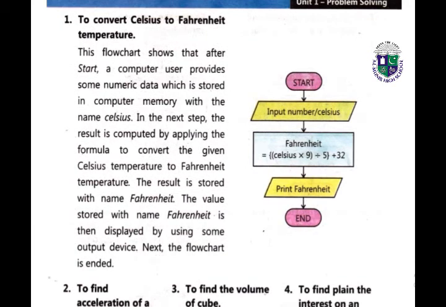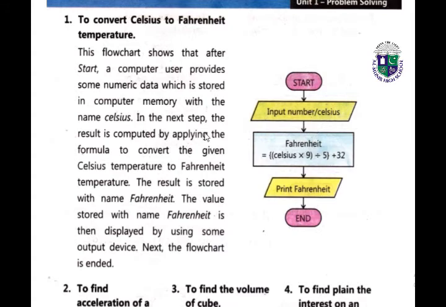We can make a flowchart to convert Celsius to Fahrenheit temperature. This flowchart shows that after start, a computer user provides some numeric data which is stored in computer memory with the name Celsius. So here we use these symbols to start and end our flowchart. Here for the input and output, we have this yellow symbol, and this is for the processing. So here we have the formula which has the divide, plus and multiply signs. So this flowchart contains three types of symbols.